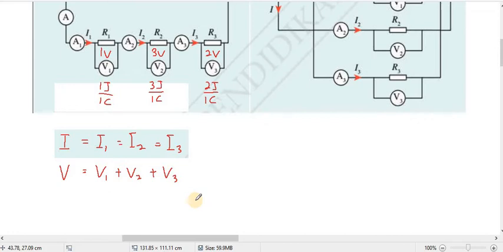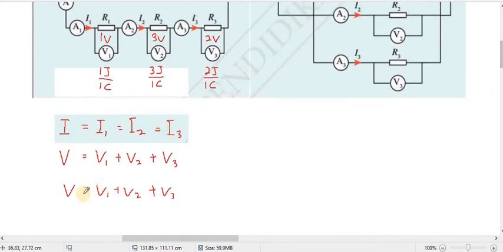We add all together. Now we want to learn how to calculate the total resistance. Here we have R1, R2, R3. So how do we calculate the total resistance? We want to derive the equation that we use to calculate the total resistance. So we use this one: V equals V1 plus V2 plus V3.